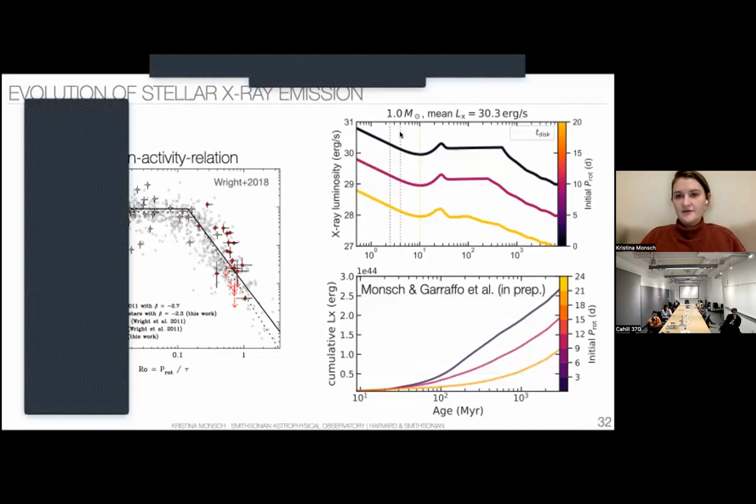And the dotted vertical lines show the disk lifetimes for each respective track. So the star with slower initial rotation will have longer disk lifetimes than the star with faster initial rotation. And this is then also what you see in the cumulative X-ray luminosity as a function of age, which is basically the total dose of X-ray emission that will hit, for example, a planet, or which is just emitted by the star. And you see that for a fast rotating star, the total dose of X-ray emission will be much larger, by a factor of 2 almost, compared to a star that is initially slowly rotating.